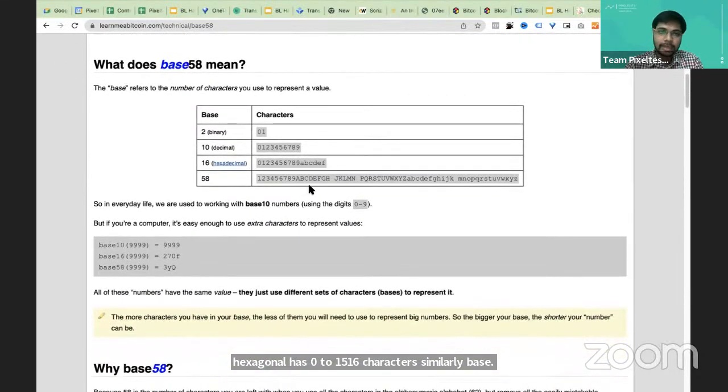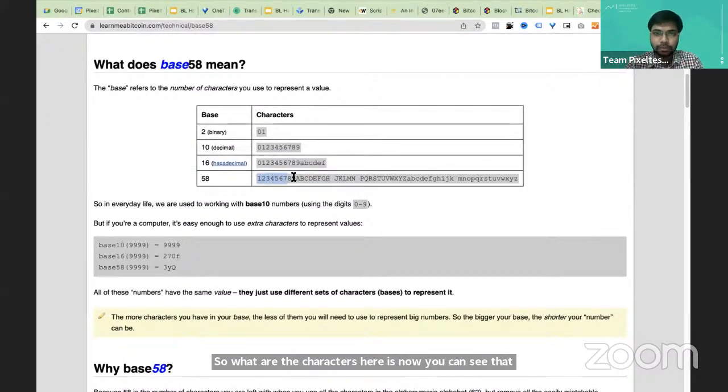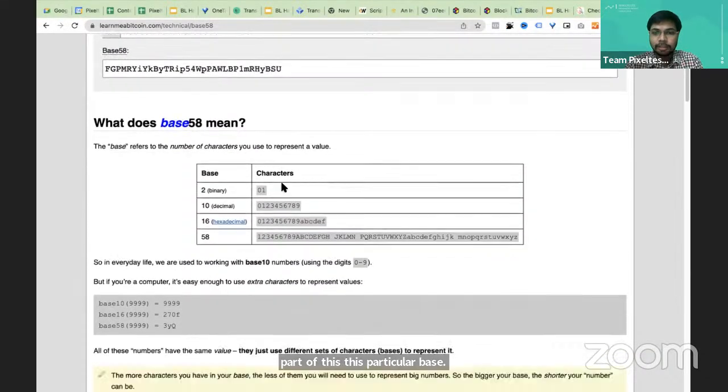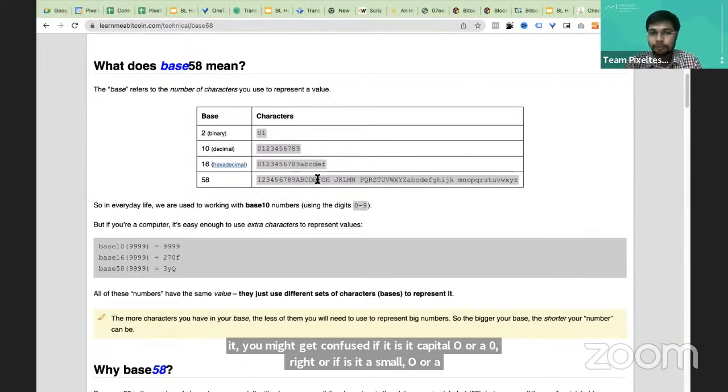Now you can see that a few ambiguous characters are removed from this. 0 is not part of this particular base 58, because in the initial days, when you're manually writing and sending it to someone or storing it, you might get confused whether it is a capital O or a 0, or whether it is a small o or a capital O. So this becomes a little confusing.